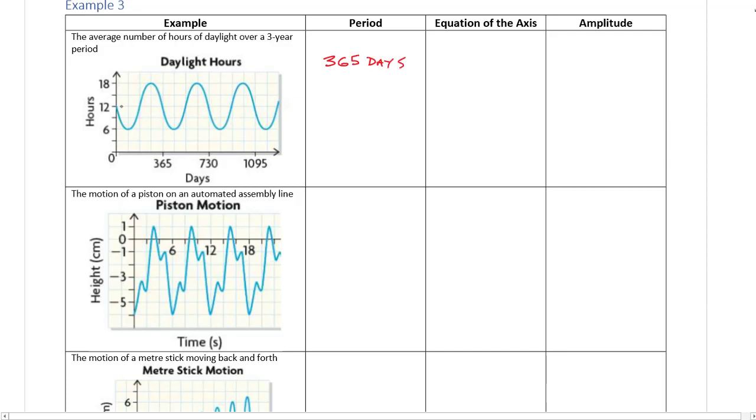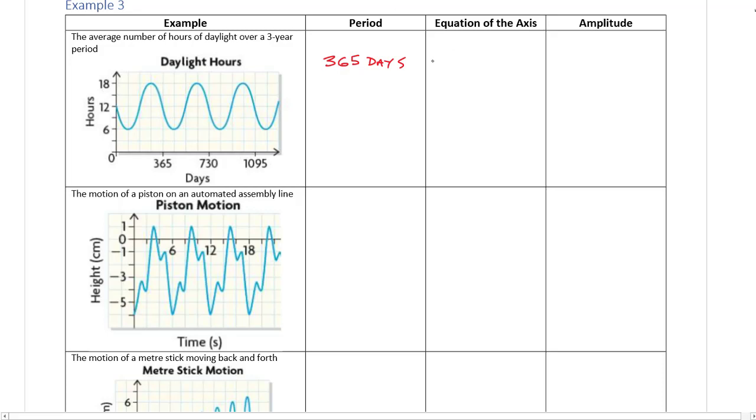Now, the equation of the axis. Let's just review this again before I get going. The amount of daylight hours: as the year goes on, as our Earth rotates around the sun, and as it rotates on its axis, we have less daylight in the winter and more daylight in the summer. So that's why this graph looks like this.